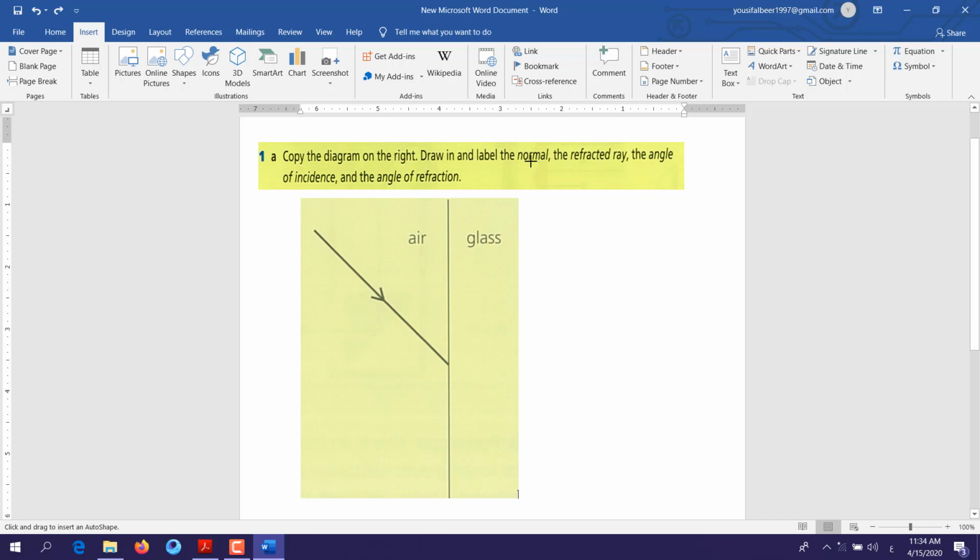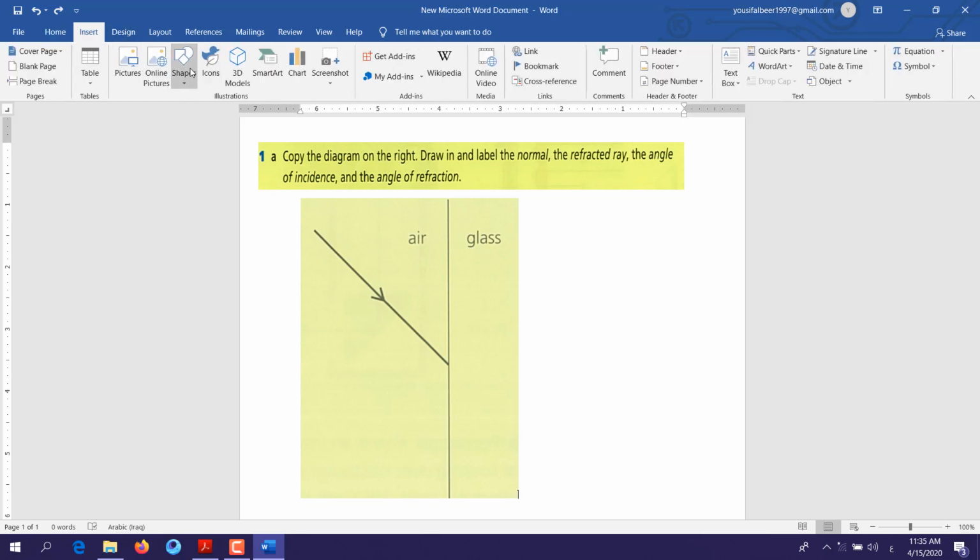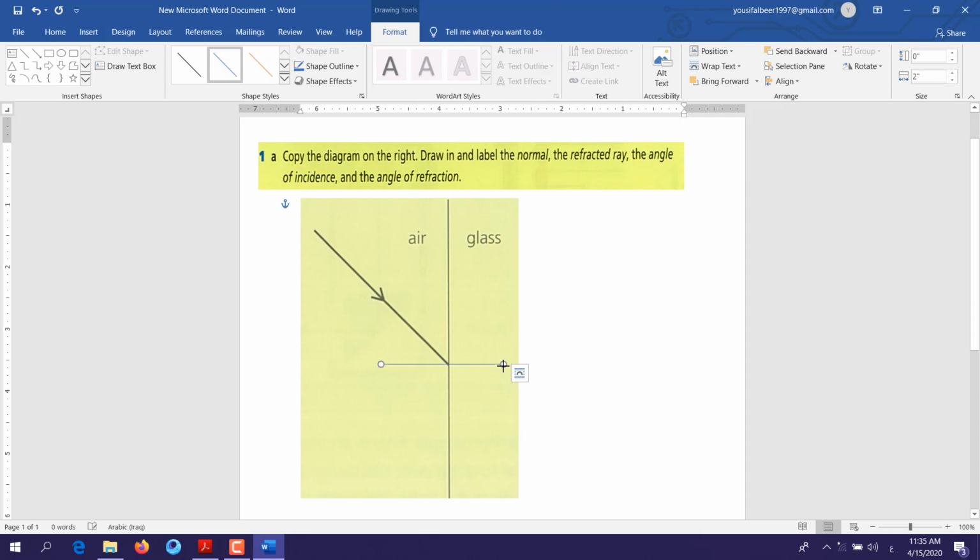Firstly, the normal. Where is the normal? If we want to draw the normal, always the normal, so this will be the normal. This is the normal. Okay, the normal is at the point here. We will draw it from the point where the incident ray starts leaving air, entering the glass.